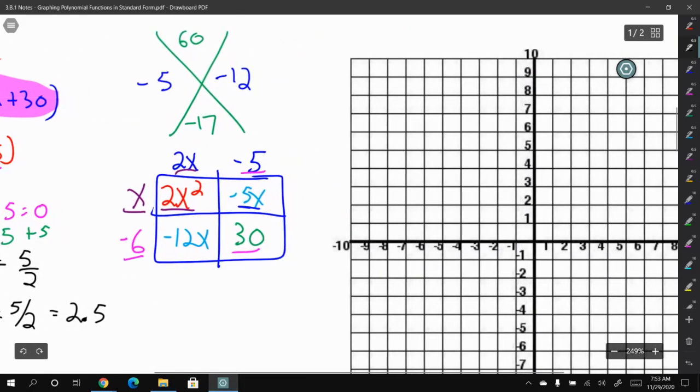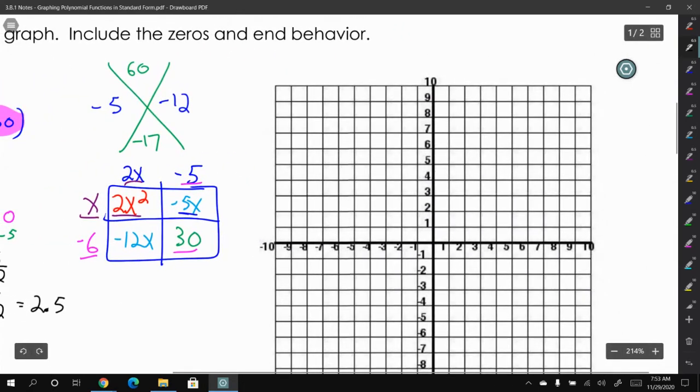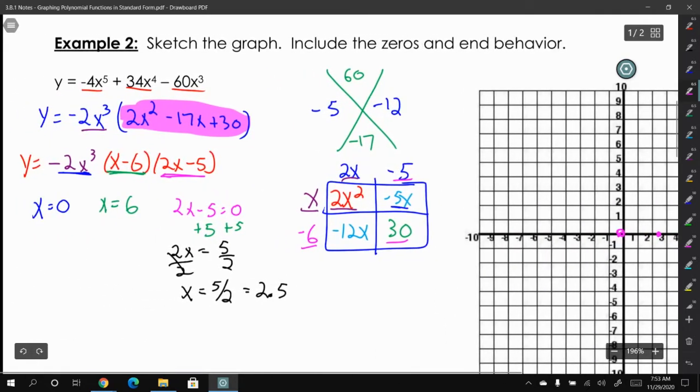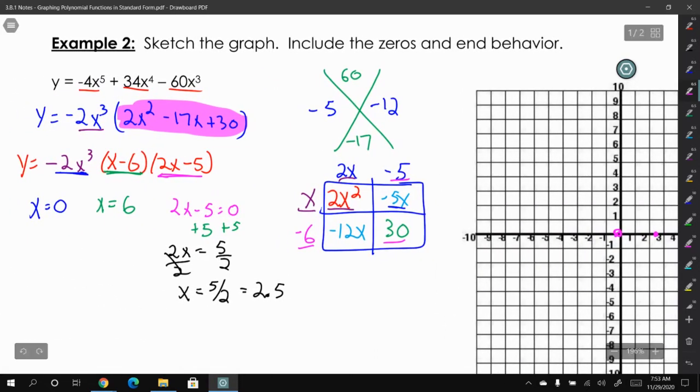So we have 2.5, which is going to be between 2 and 3. We had positive 6, and we had 0. Now if we look at our function, and you could use the standard form one if you want, or you can use a factored one. Let's use a standard form one this time because that's what we did. We did the opposite above.